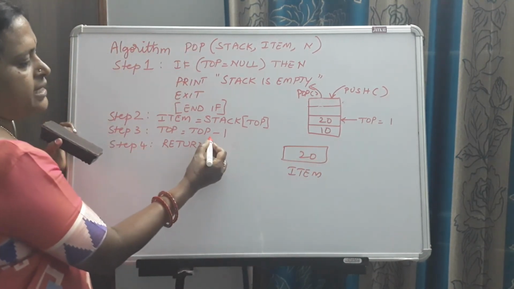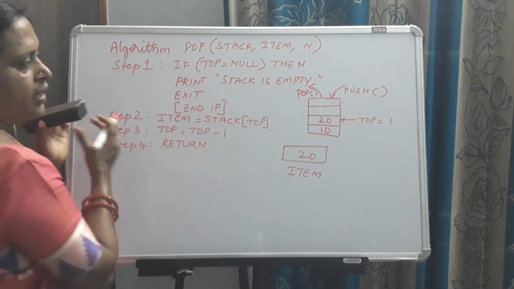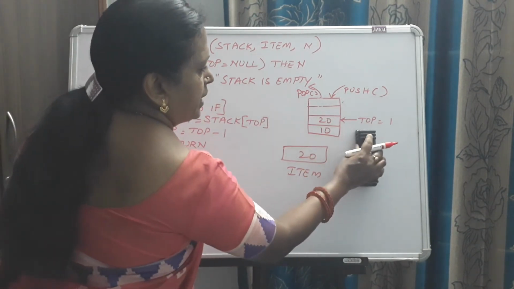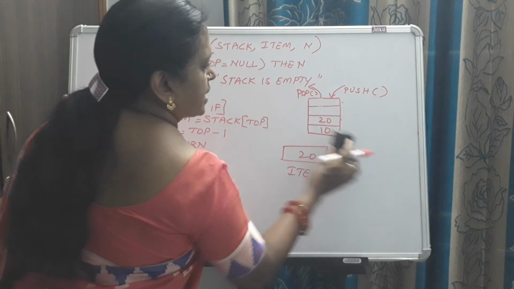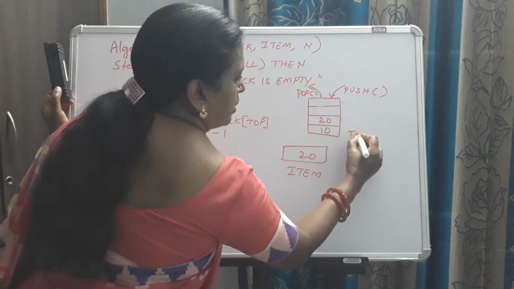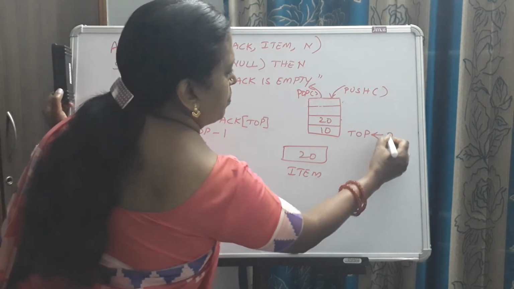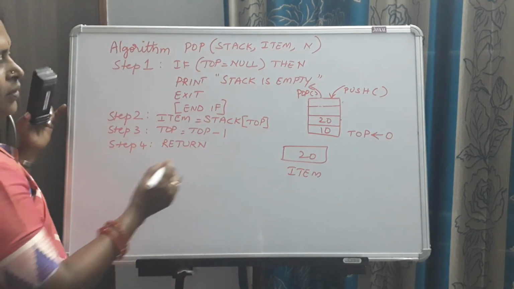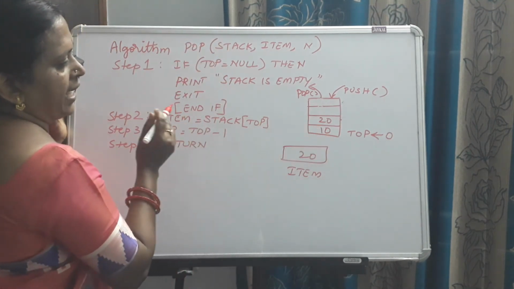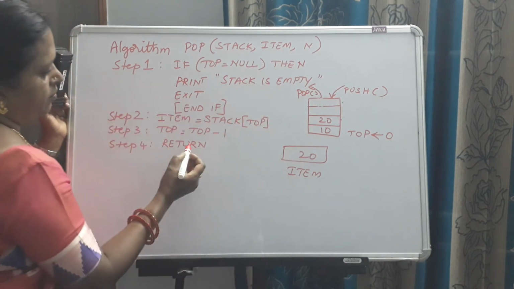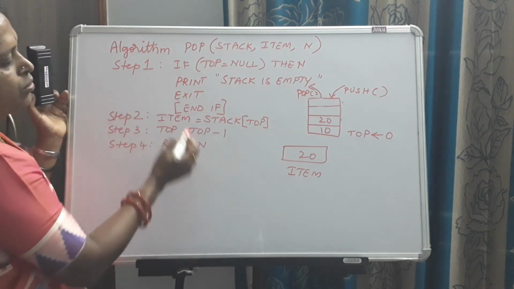Then you are decreasing the top pointer by 1. Then now it is pointing at the first location. Later it comes to the last position, that is top is equal to 0, pointing at the last value that we have in the stack. And then you are returning to the main function.